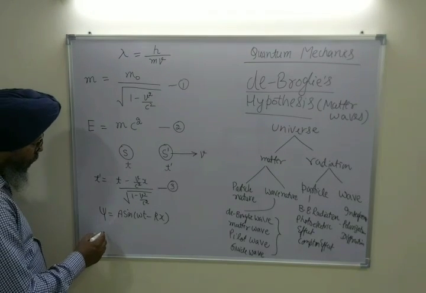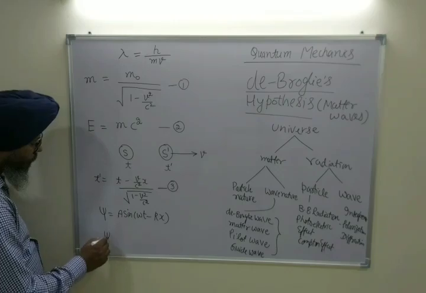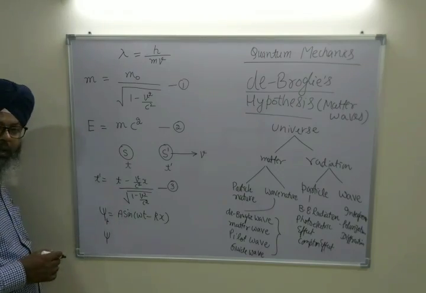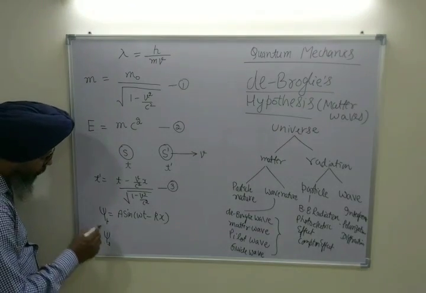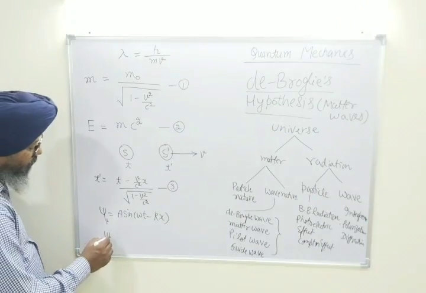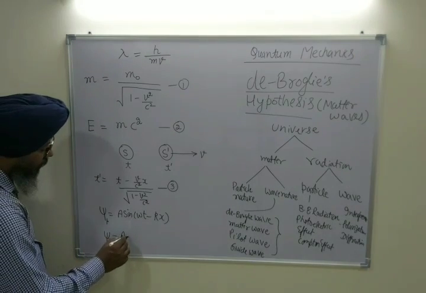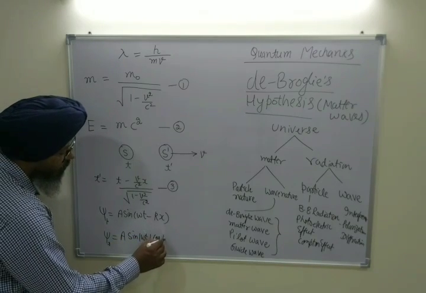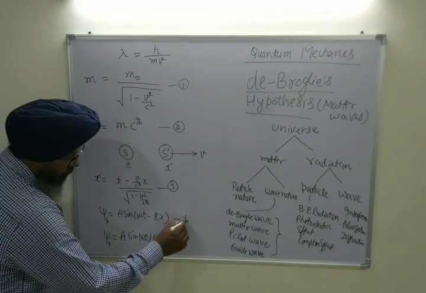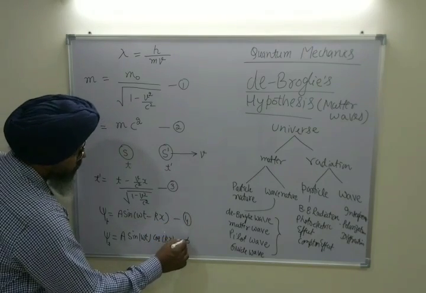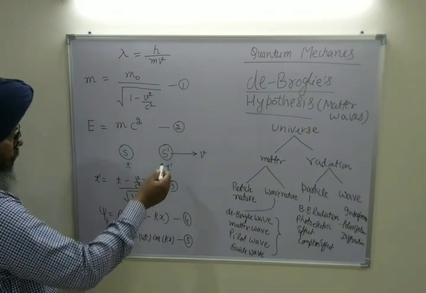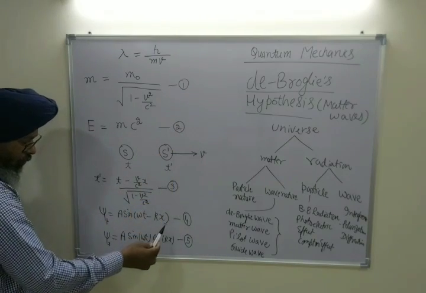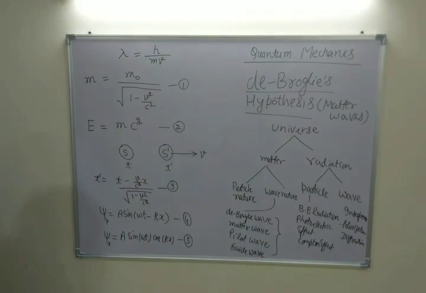Similarly, the equation of a stationary wave, let me write here P, P stands for progressive, and let me write here S, S stands for stationary wave. It is given by A sine omega t and cos kx. Please remember these 5 equations: first, second, third, fourth, and fifth. These 5 equations will be required to prove lambda is equal to h upon mv.